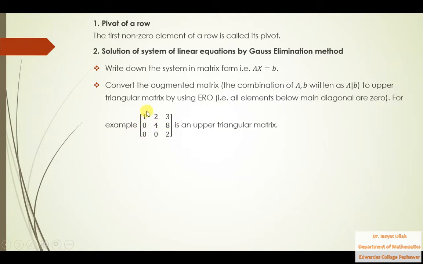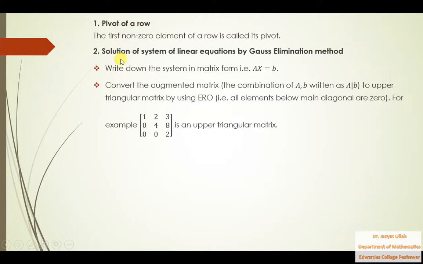In row 1, the first non-zero element is 1. So this is the pivot of row 1. In the second row, the first non-zero element is 4. So the pivot element of row 2 is 4. And in row 3, the first non-zero element is 2. So the pivot of row 3 is 2. So that is the pivot of a row.